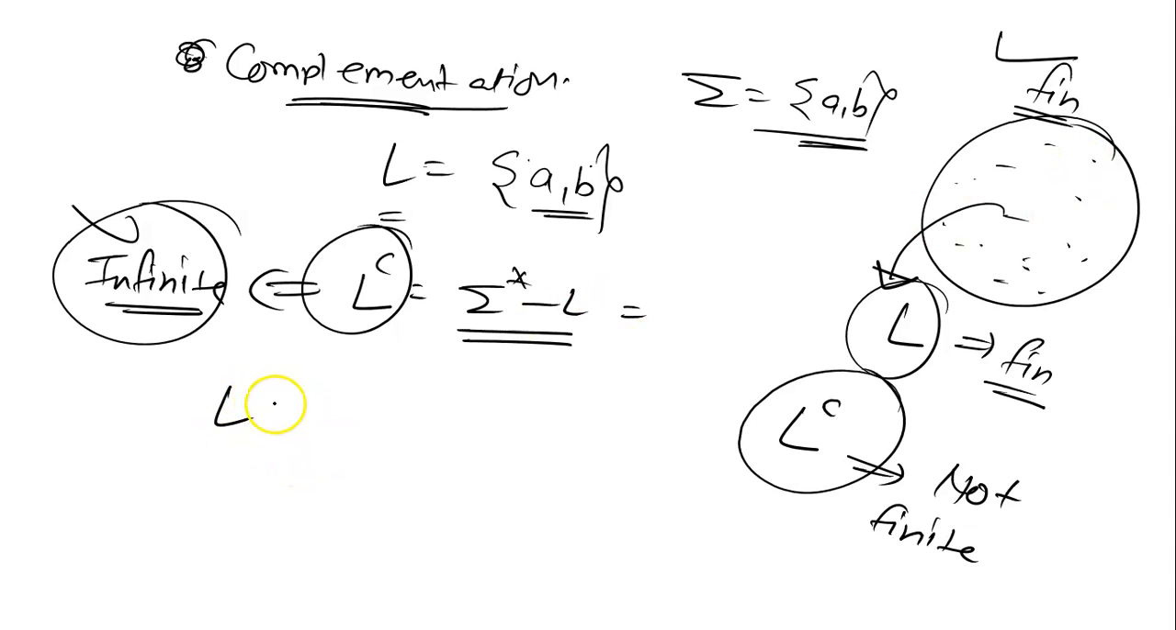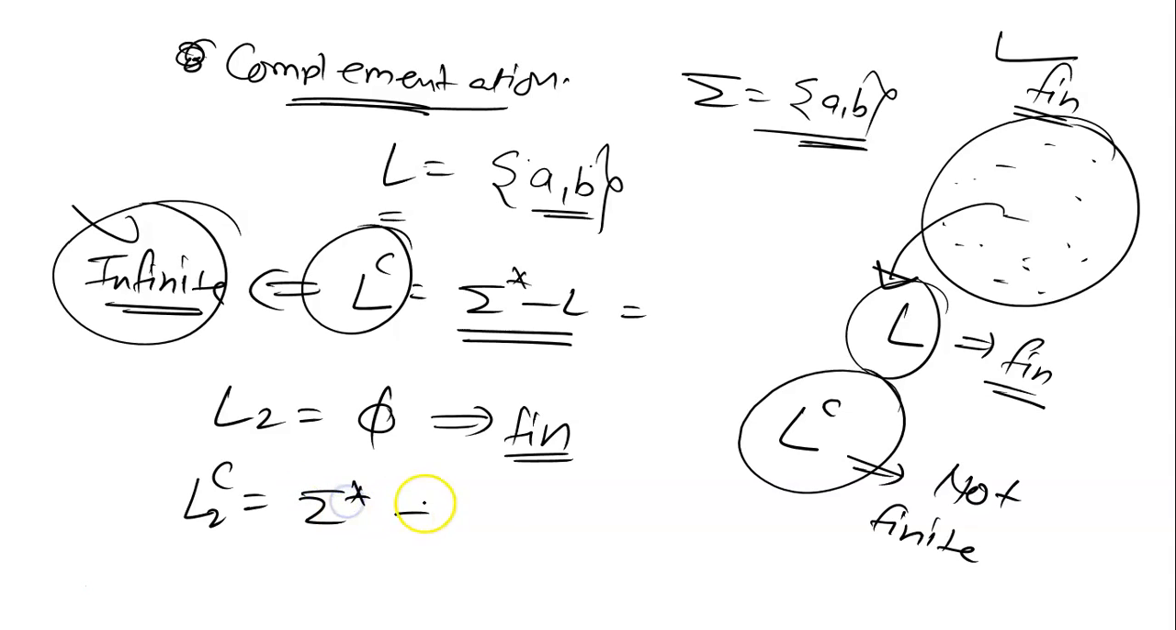Okay, you can take another example. For example, consider this L2, which is phi, meaning the empty language. Okay, you can see that this L2 is a finite language. Now consider this L2 complement. What is this L2 complement? L2 complement will be sigma star, and this sigma star is infinite. So you can see that the complement of a finite language is not finite. So we can say that finite languages are not closed under the complementation operation.